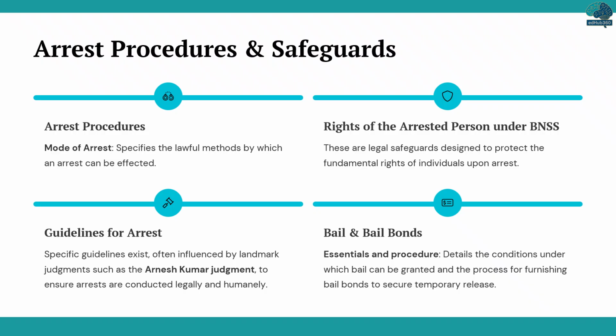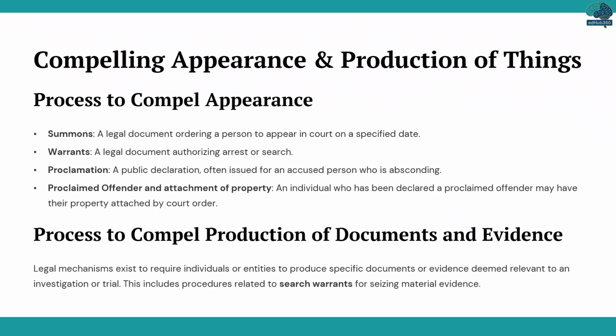Finally, we cover bail and bail bonds, detailing the conditions under which bail can be granted and the procedure for furnishing bail bonds to secure temporary release. Sometimes, the court needs to compel appearance of individuals or the production of things. To compel appearance, several legal processes can be used.